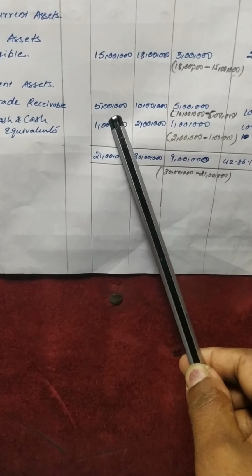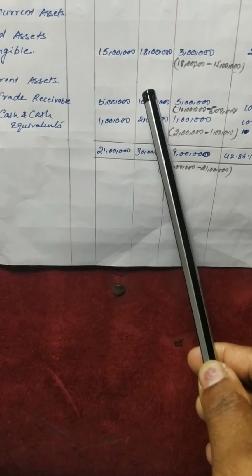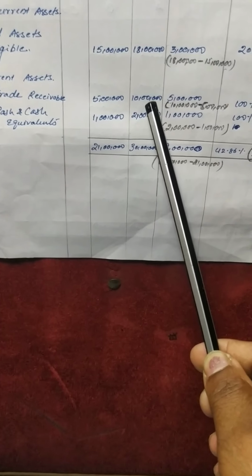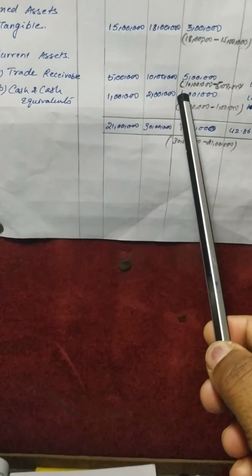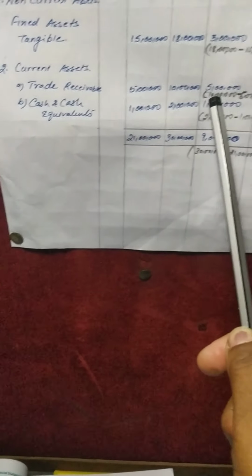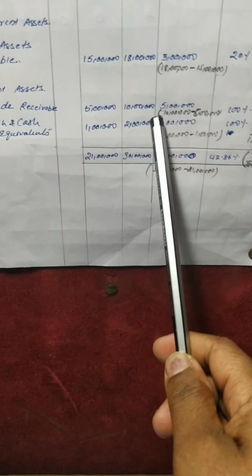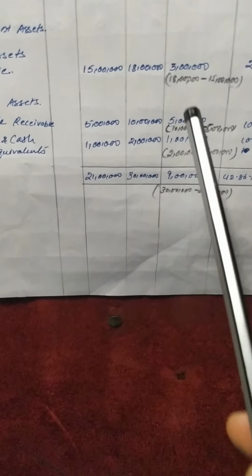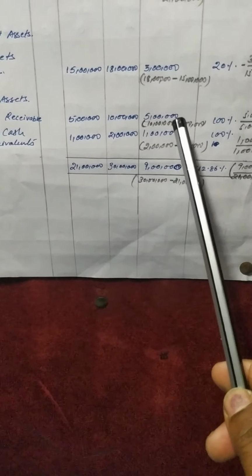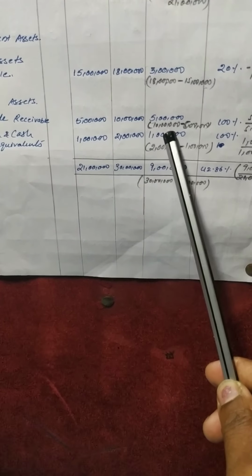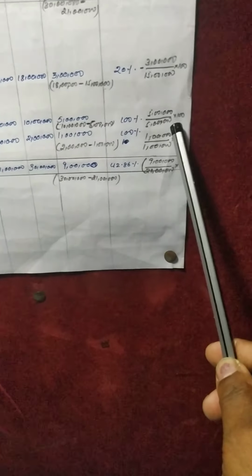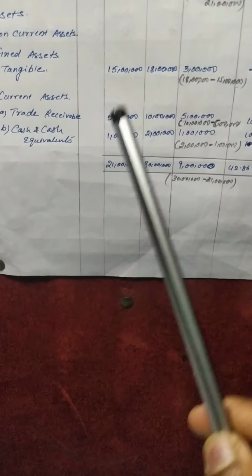Previous year we were having 5 lakh as trade receivable. Current year we are having 10 lakh as trade receivable. Now the change which we had seen is 5 lakh, that is B minus A, 10 lakh minus 5 lakh, answer, you got 5 lakh. Now percentage C upon A, 5 lakh upon 5 lakh into 100, and we got the answer as 100%. There was 100% increase in our trade receivable.